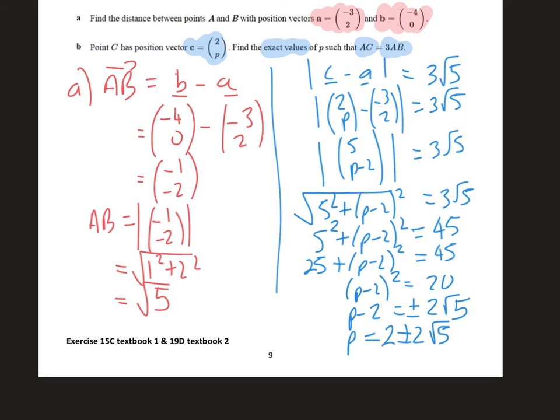Equally, you could have got that same answer by expanding all that, getting a quadratic, and solving it. It's just a bit quicker. If I have it in completed square form, it's easier just to rearrange from there. If there's only one p, it's easier to do that. So there you go, there's my exact values of p, 2 plus or minus 2 root 5.